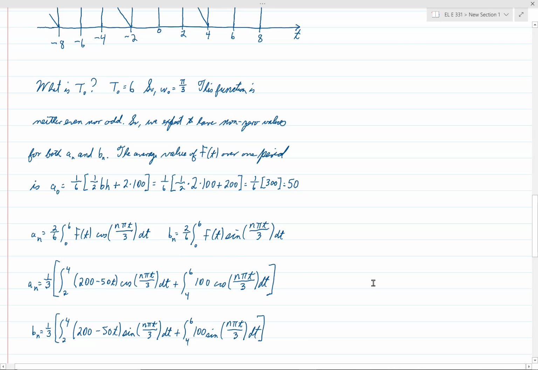Okay, so as I said earlier, here I'm not going to try to pull any tricks or write this in any kind of shorter form. We're just going to go ahead and plow through this, the brute force method. So let's do A_n and then we'll do B_n. For A_n, 2/6 is equal to 1/3. Now we're integrating f of t cosine of n pi t over 3 from 0 to 6. So let's see what we get.